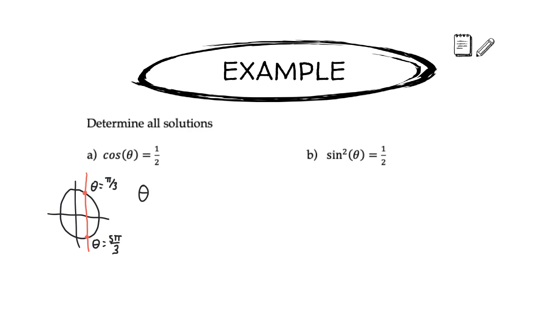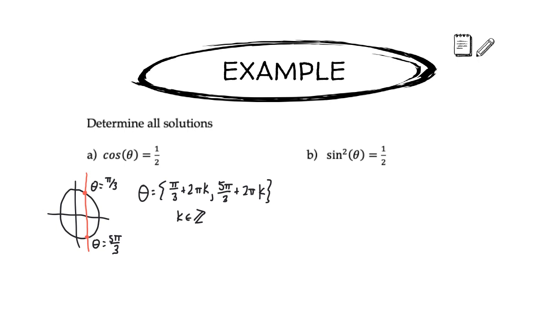Now, to describe all solutions, I'll just indicate that any angle that is coterminal to pi over 3 will solve the equation by adding multiples of 2 pi, and any angle that is coterminal to 5 pi over 3 will also solve the equation. And there's my complete solution set. And this is where k is an integer.